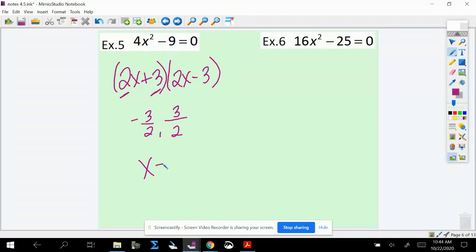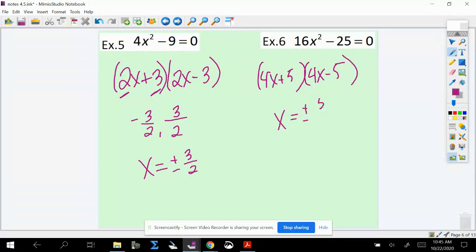It is perfectly acceptable for you to write your answers all at one time and say that your answers are plus and minus 3/2. That indicates both the positive and the negative. I'll do that for this next one so you can see it. So this factor is 4x plus 5, 4x minus 5. So my solutions are plus and minus 5 over 4.